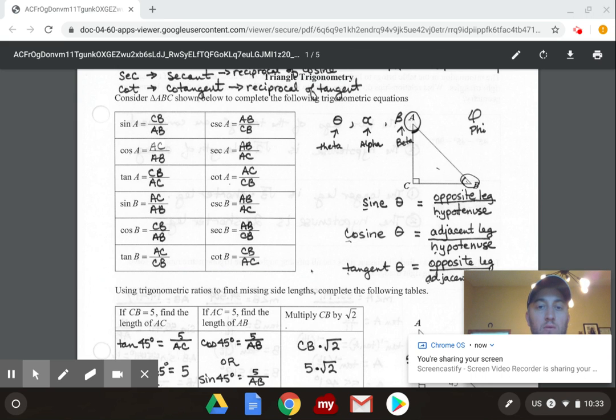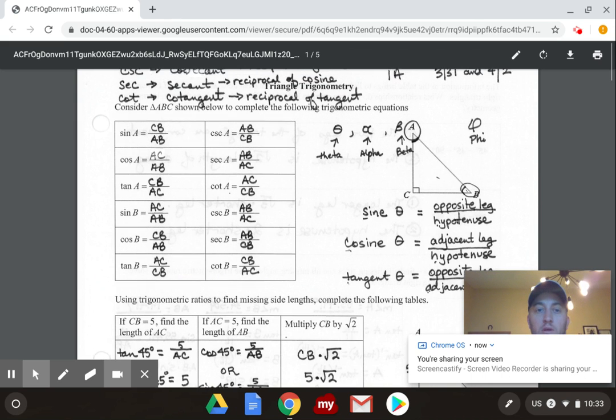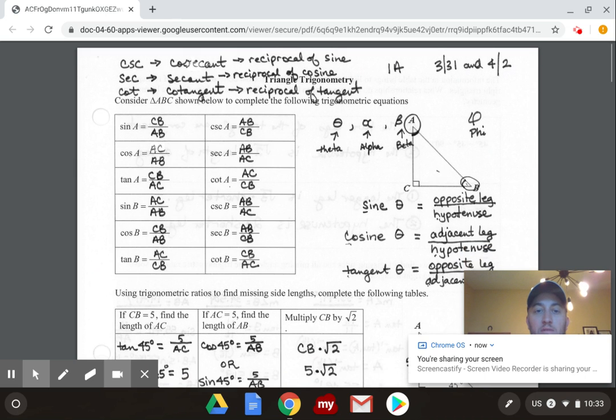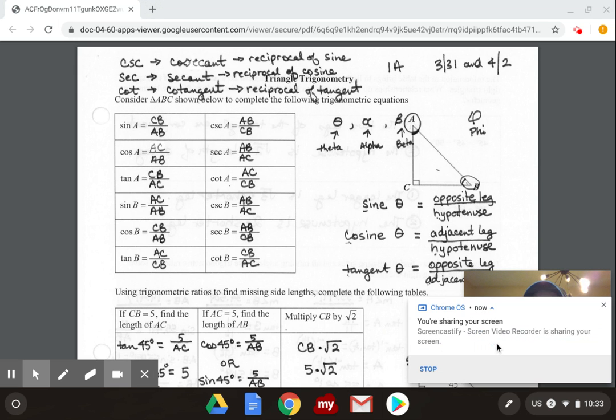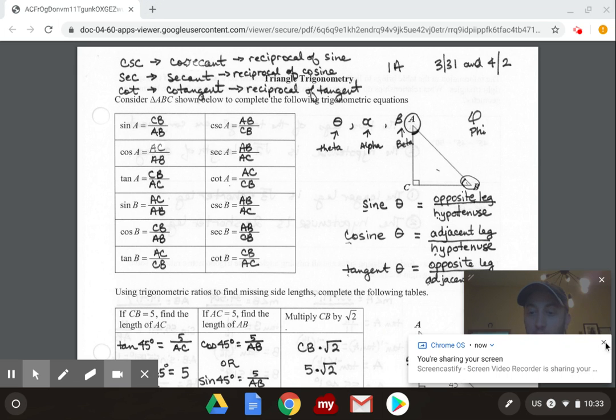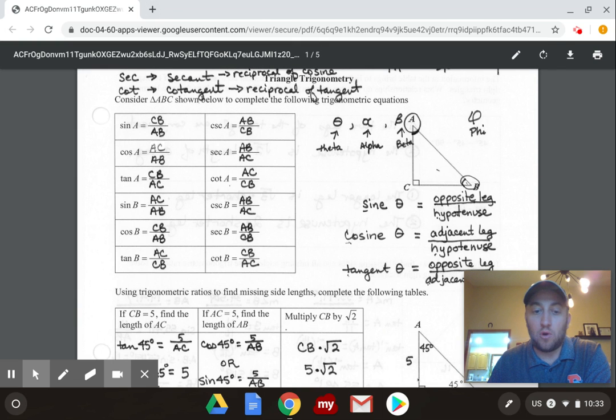Talking about triangle trigonometry. Really, the main thing of this entire section is being able to solve any type of triangle. And when I say being able to solve, it really means being able to find any of the side lengths or any of the angles of any type of triangle that's presented to you. That really is the goal here.